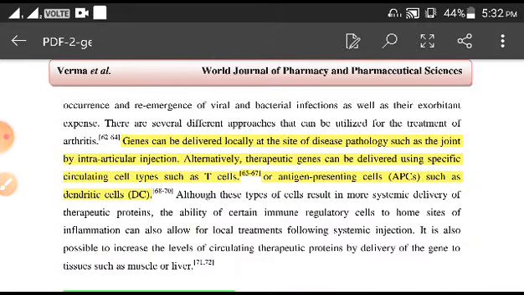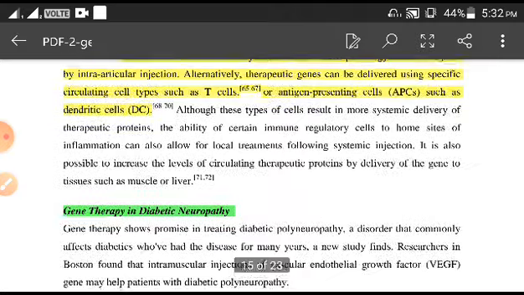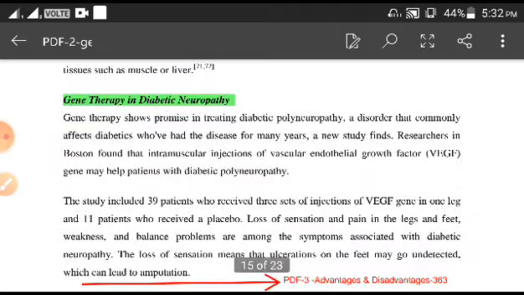Genes can be delivered locally at the site of disease pathology, such as the joint, by intra-articular injection. This is the way they do it. They just inject it into that area. Alternatively, therapeutic genes can be delivered using specific circulating cell types such as T cells, or antigen presenting cells such as dendritic cells. So this way arthritis can be treated.